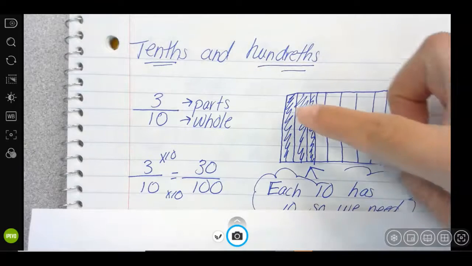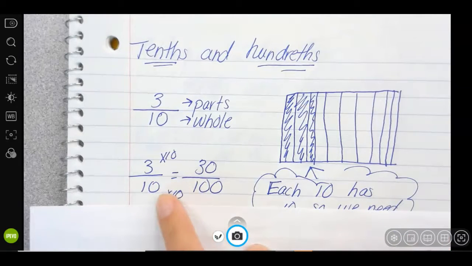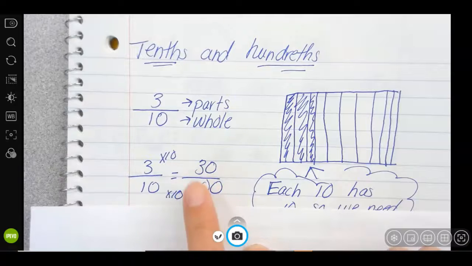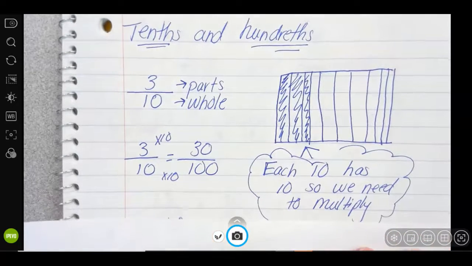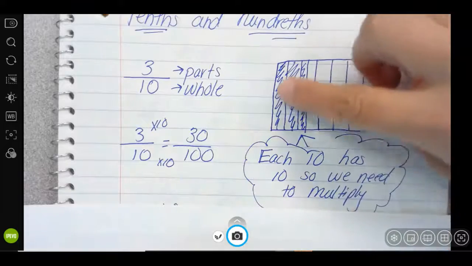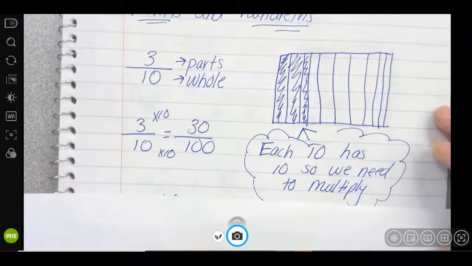But if we wanted to see all the little hundredths or figure out 3/10 is how many hundredths, if we go from 10 to 100, we're going to multiply by 10. And remember, whatever we do to the bottom, we do to the top. So 3/10 is going to equal 30 hundredths. That's because each 10 has 10. Each of these 10s has these little 10s in them. So we have to multiply.